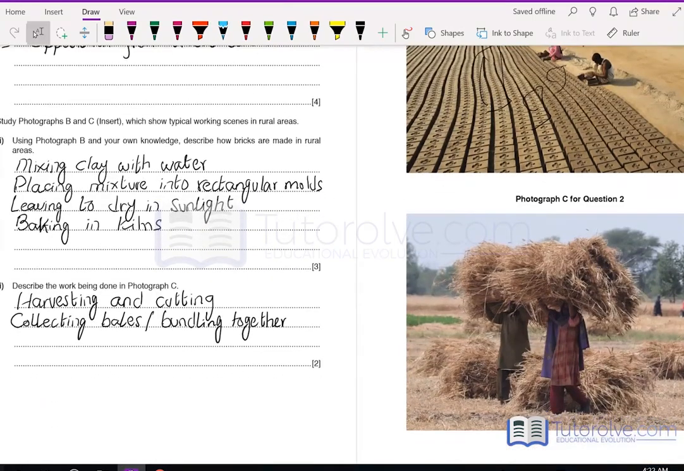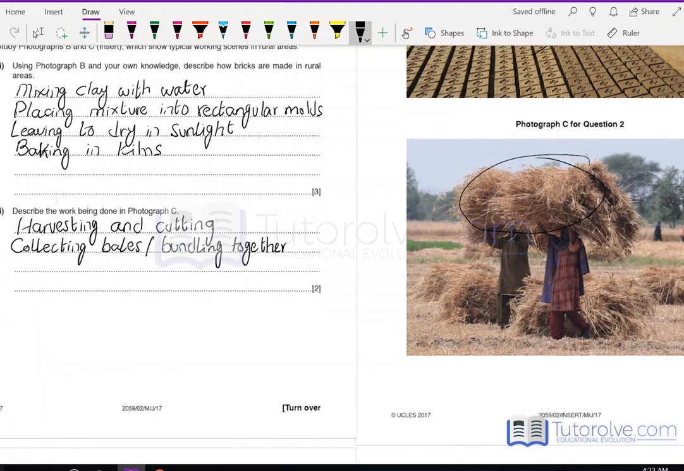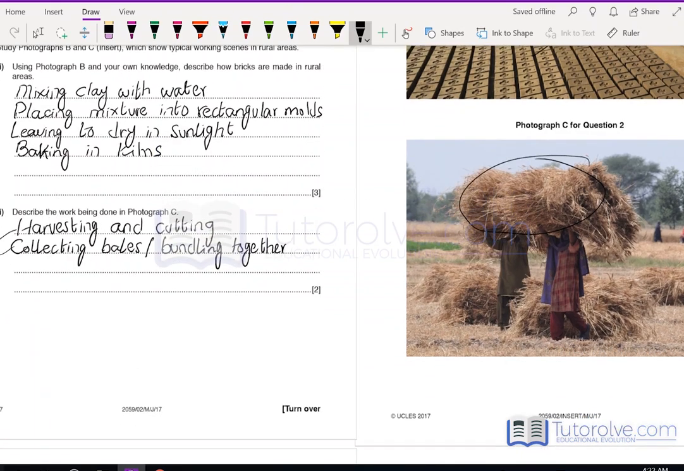Now, question number 2, B part section 2 is about photograph C. Here we see farmers working, taking something, and this is basically the harvest which they are going to cut and bundle together. So these are the two points that you write down.